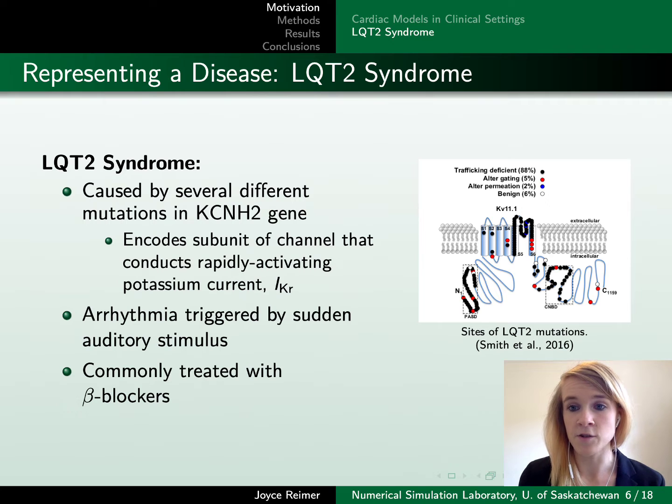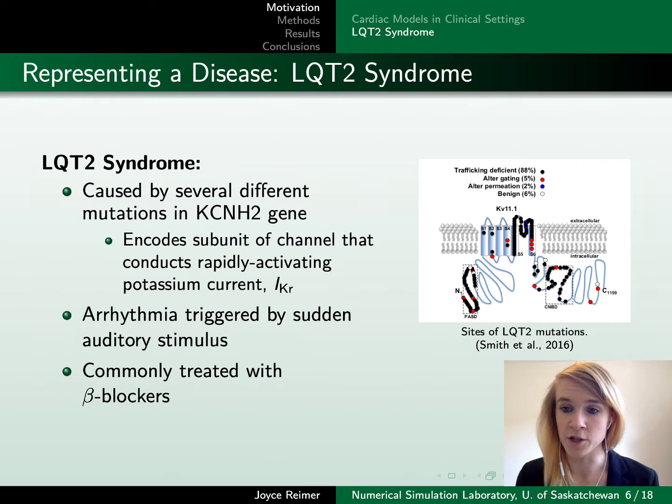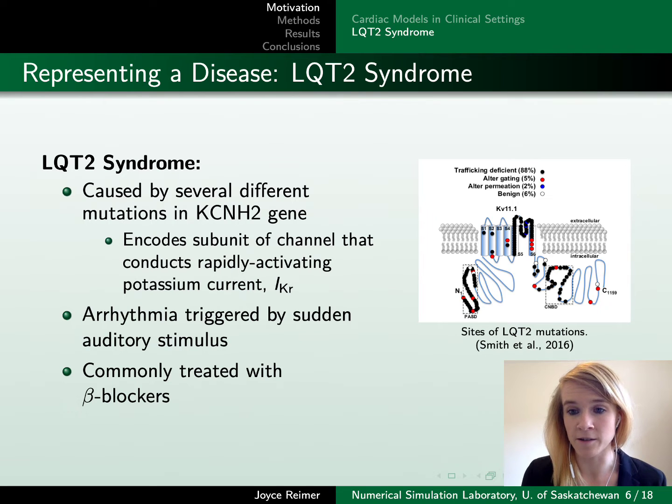Now, long QT syndrome 2, or LQT2, is one type of long QT syndrome that affects the rapidly activating potassium current IKr. It is caused by mutations in the KCNH2 gene that encodes part of the channel for IKr, and as you can see in the figure, most often the mutation affects the trafficking of the channel to the membrane, resulting in a lower density of functional IKr channels.